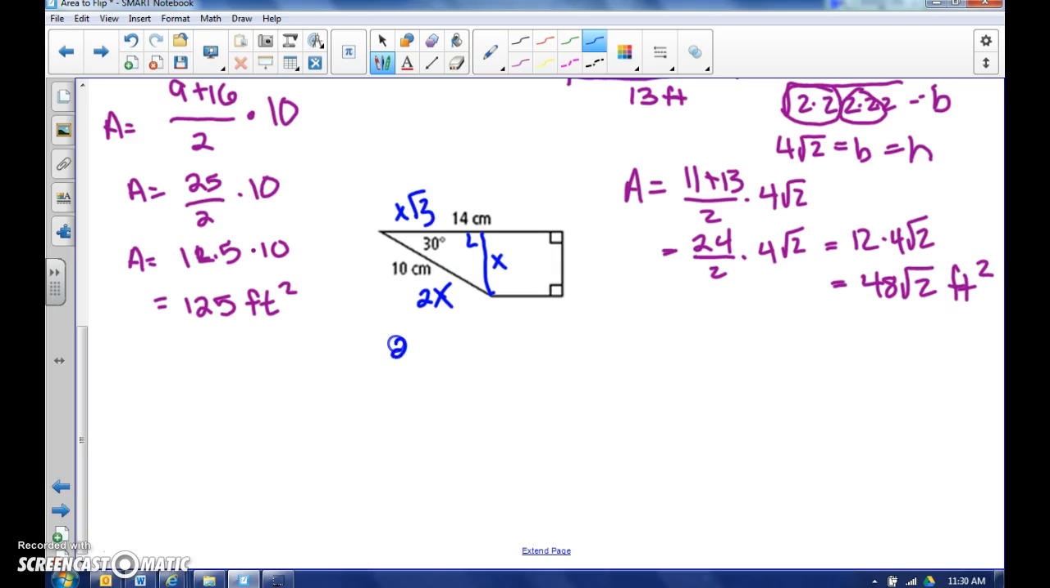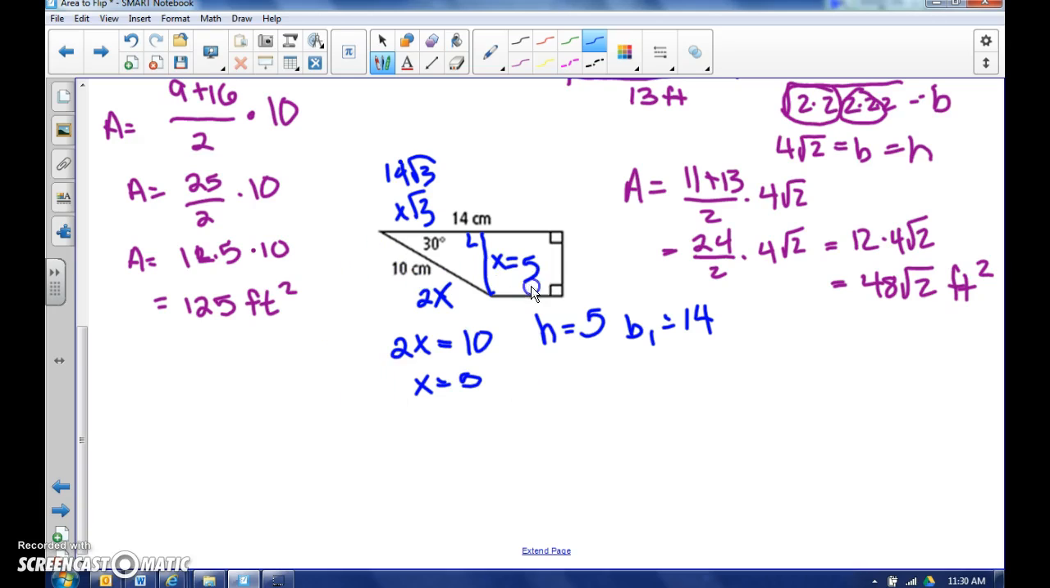Now, 2x is equal to 10, so that means x must be 5, which makes the height of this trapezoid 5. So height is 5. We also know that the first base is 14. Now, I know that this side up here is 14 square root of 3.